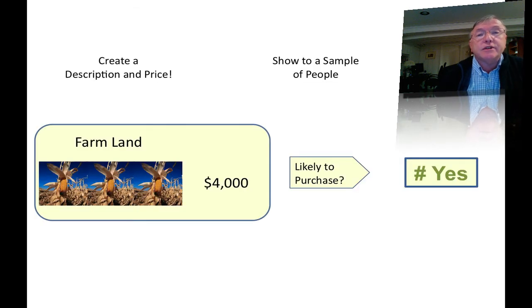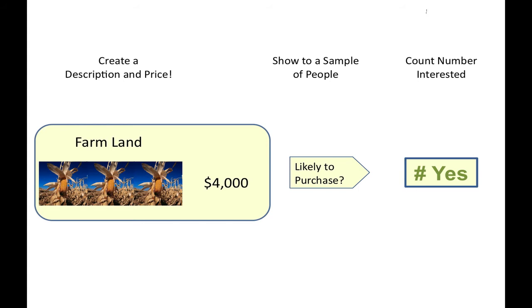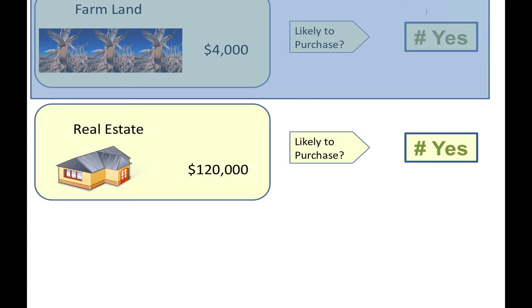Well, we create a description and a price, like I was talking to you before and showing you. Then we show that description and price to a sample of people, and we ask those people, are you likely to purchase this concept, both the description and the price? And we count up the number of people in that sample that say yes. Then we take another concept that is a description at another price point, and again we ask the question, are you likely to purchase this product at this price point? And we count up the number of people who say yes.